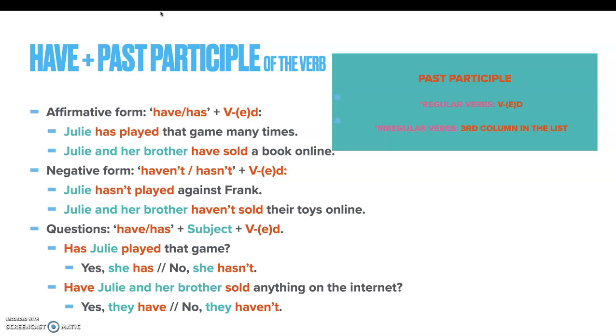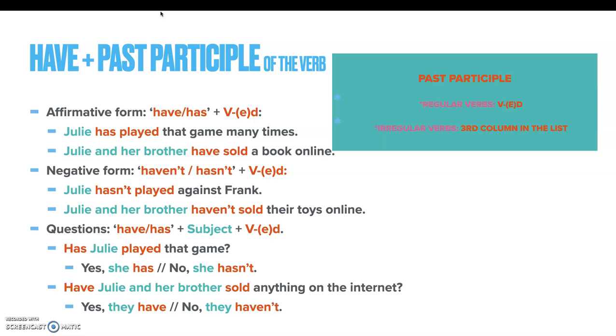The affirmative is formed with have or has and the past participle. For example, Julie has played that game many times. Julie is a third person singular, so we use has plus played. Julie and her brother have sold a book online. Julie and her brother is a third person plural, so we use have.